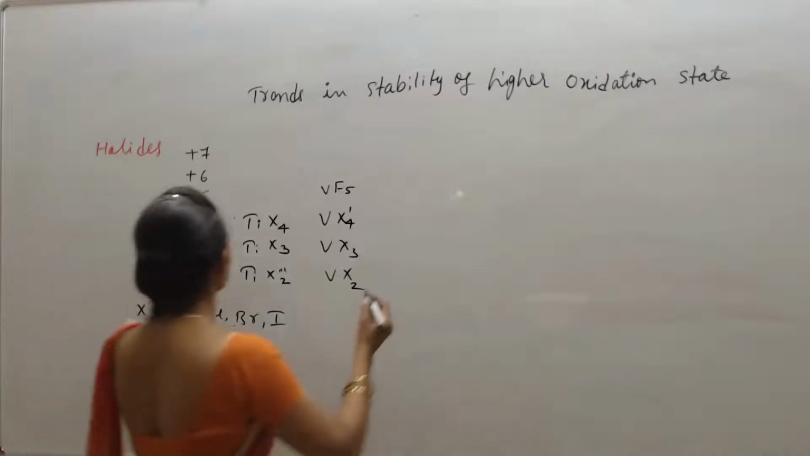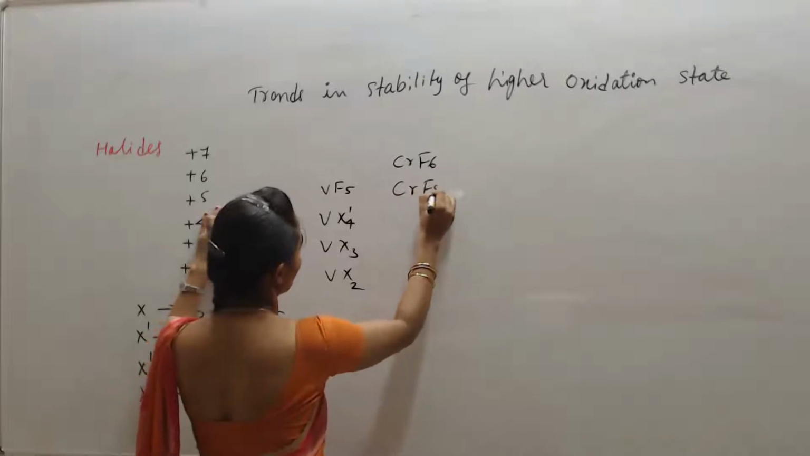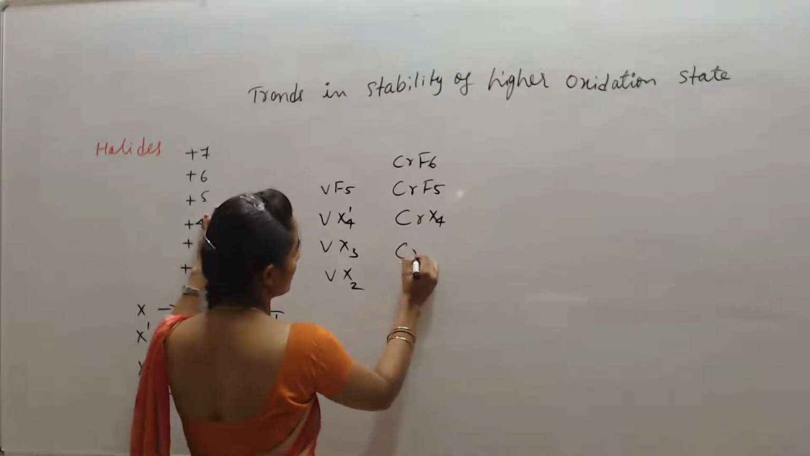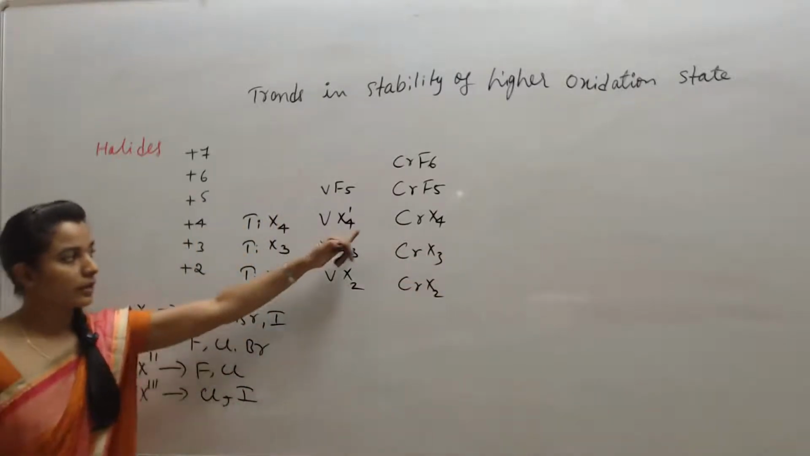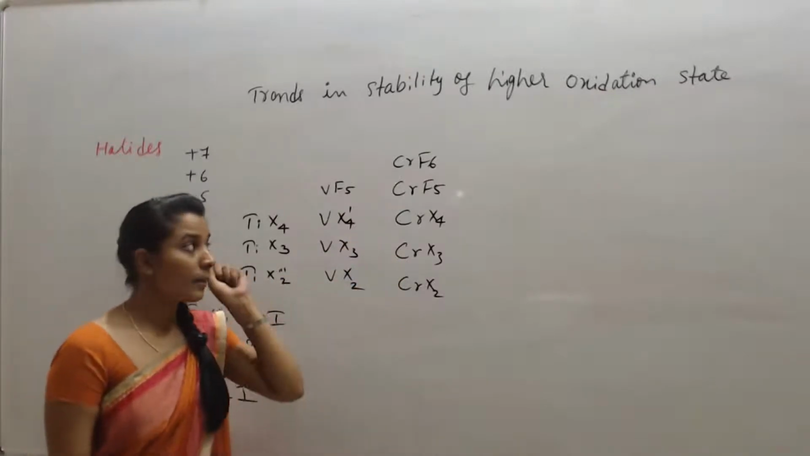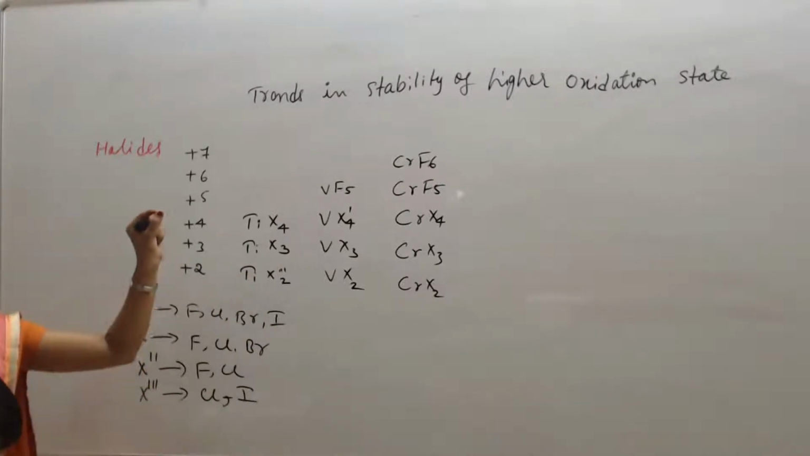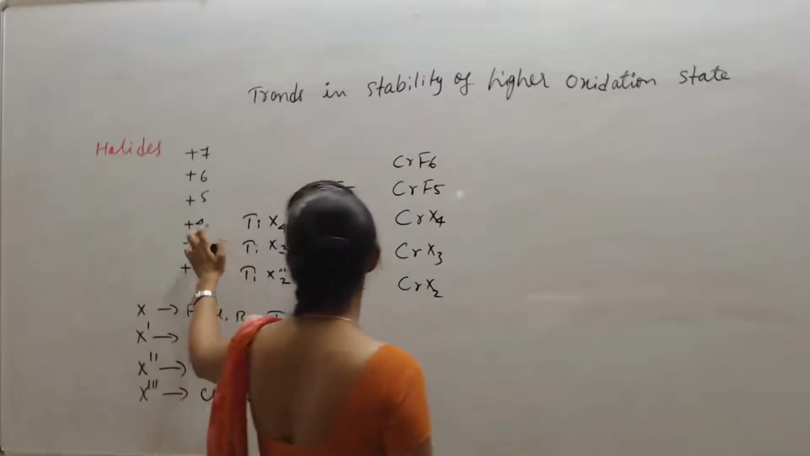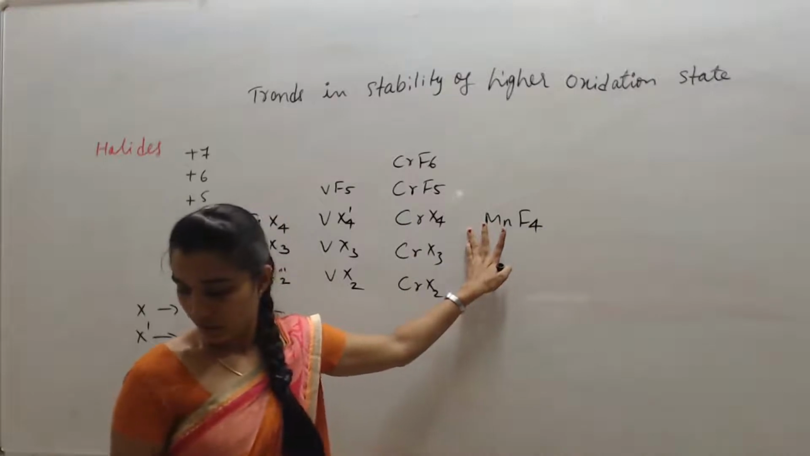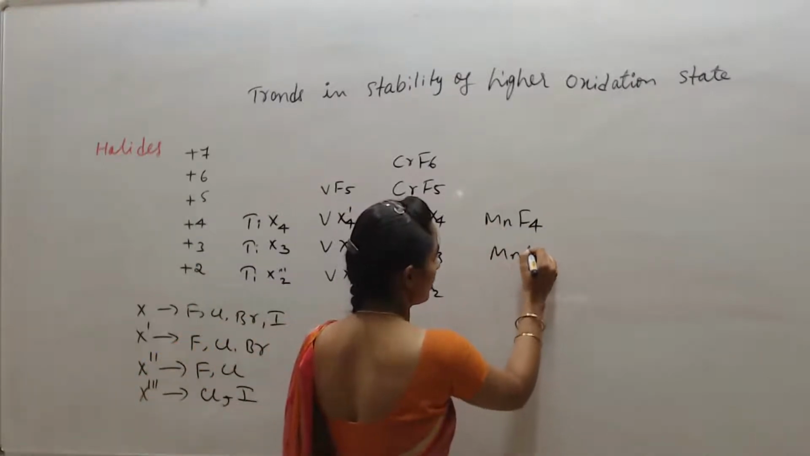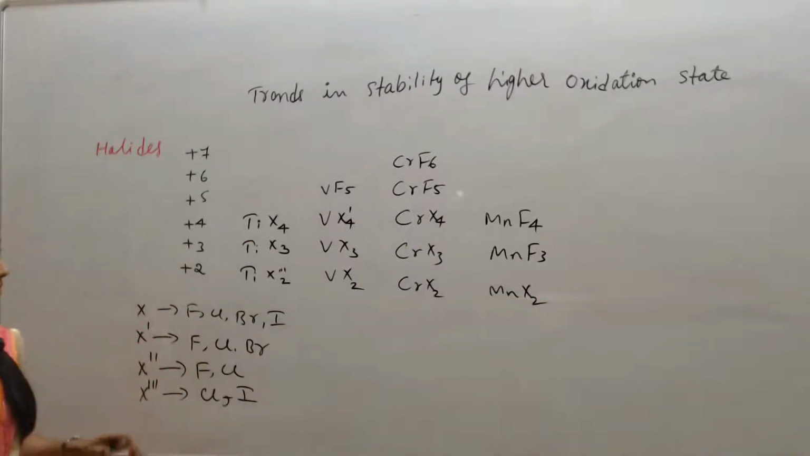Next one is chromium. In CrF6, CrF5, CrX4, CrX3, CrX2, all the halides are possible in the +4, +3 and +2 oxidation states, but only fluorine stabilizes the higher oxidation states, that is +5 and +6. If we take Mn, it stabilizes MnF4 as its higher oxidation state, then MnF3, MnX2.